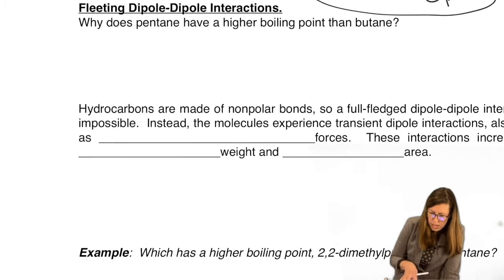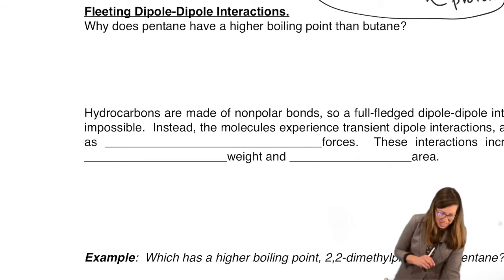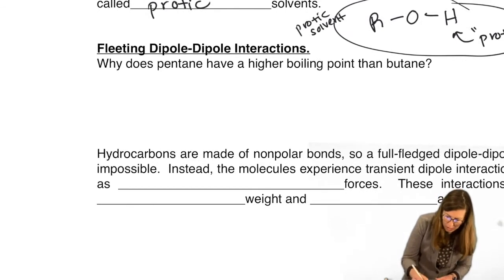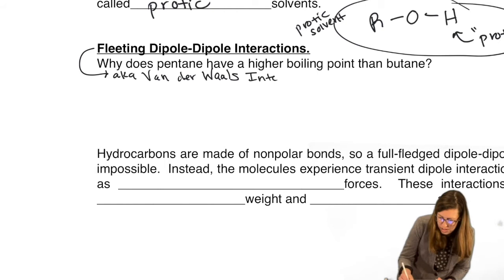The last type of IMF that we're going to cover so far is what's got multiple names. Fleeting dipole-dipole interactions, aka, I'm going to write a bunch of AKAs here. Van der Waals forces, depends on what your general chemistry textbook said, but we're going to lump them together. Interactions, aka London dispersion.